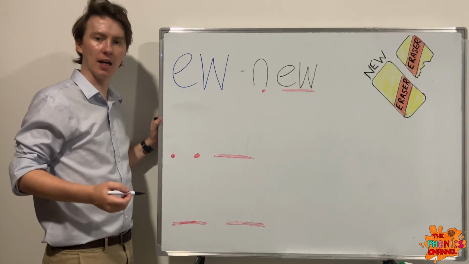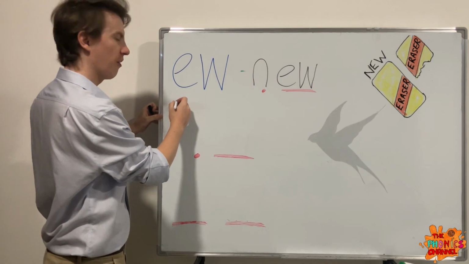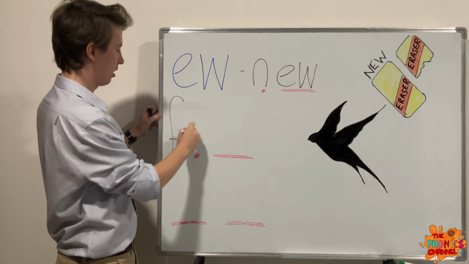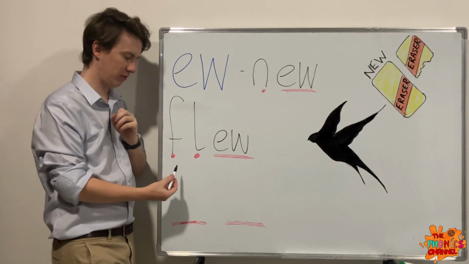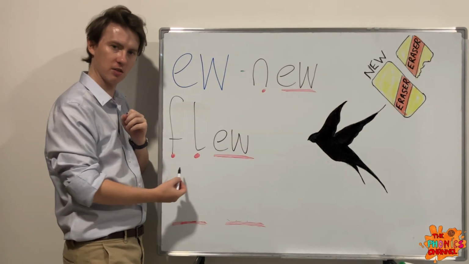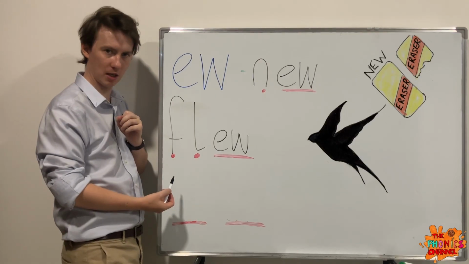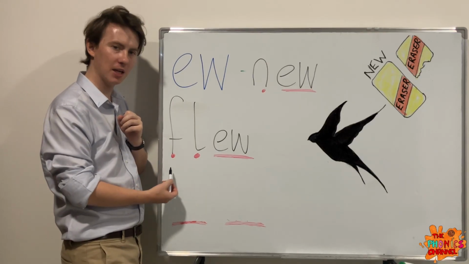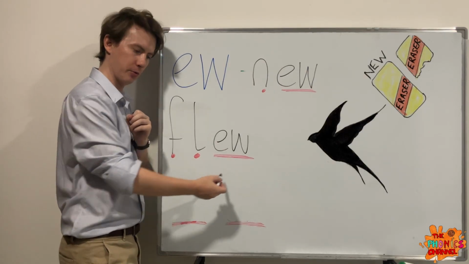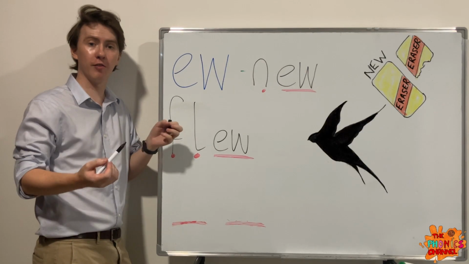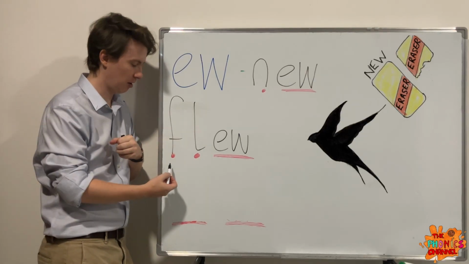Okay, next one we have is flu. Okay? Flu. Ooh. Flu. We've got 2 adjacent consonant sounds here, so we need to blend them quickly together. Make a fl sound. Okay, flu. Okay, the bird flew through the sky. Flew.